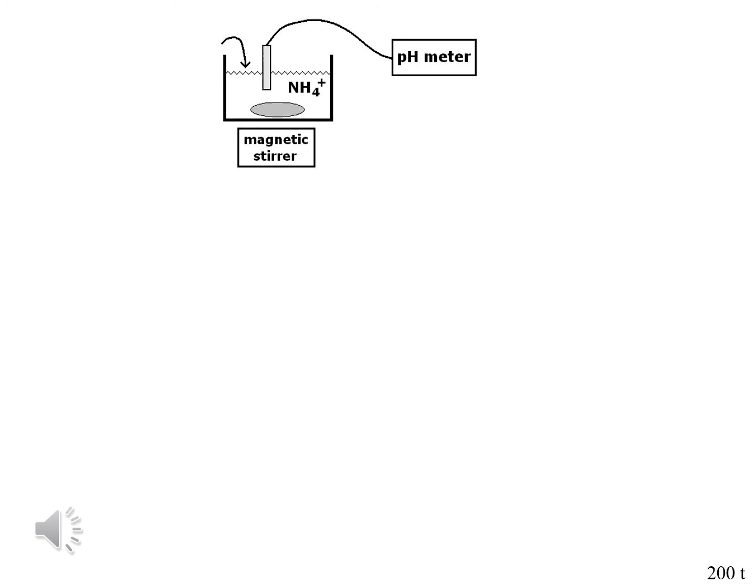What if I wanted to start with only the NH4 plus part? What kind of a pH would that give me? Well, NH4 plus is a weak acid, and so you're going to start with an acidic pH. The pH is probably going to be around 5, and so you want the pH to go up to 10.